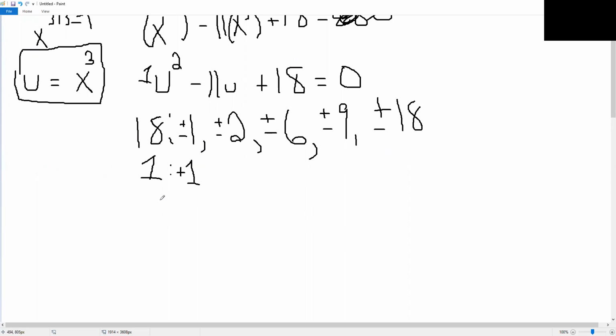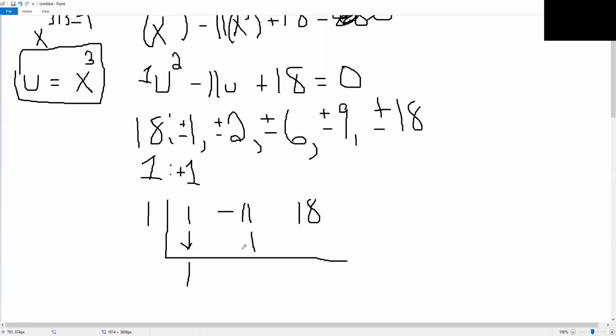So let's build our little box here and put 1 on it. And our numbers here are 1, we have a negative 11, and we have 18. Let's see if this works. We'll drop down our 1. 1 times 1 is, well, 1. Negative 11 plus 1 is negative 10. And 1 times negative 10, that's just negative 10. So that's not working.